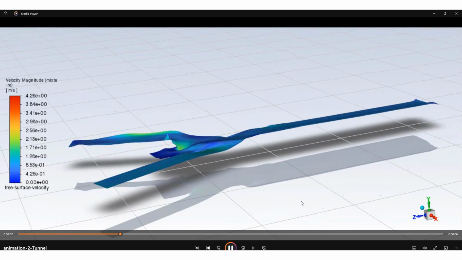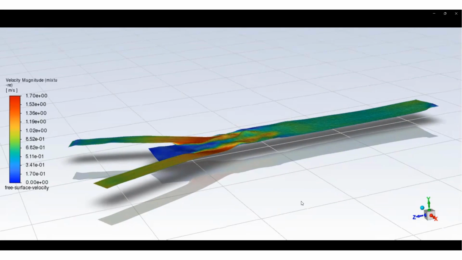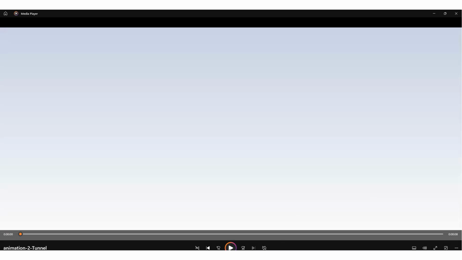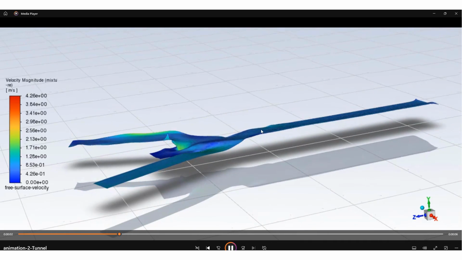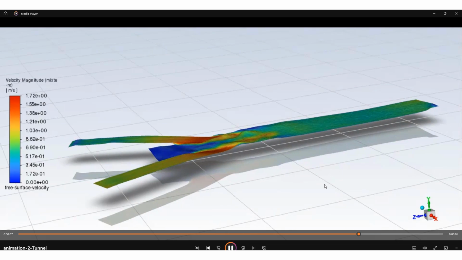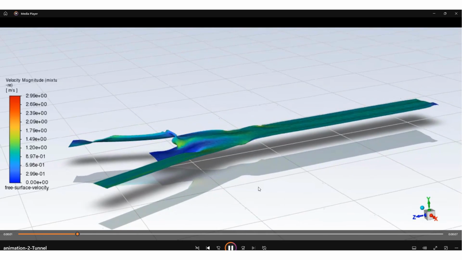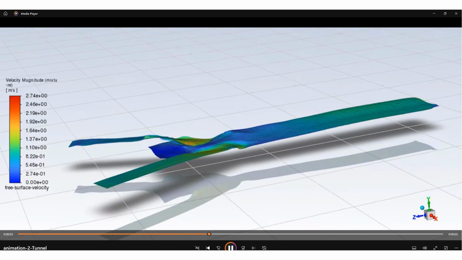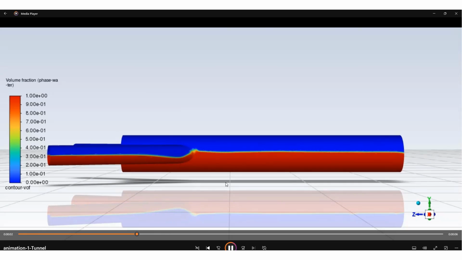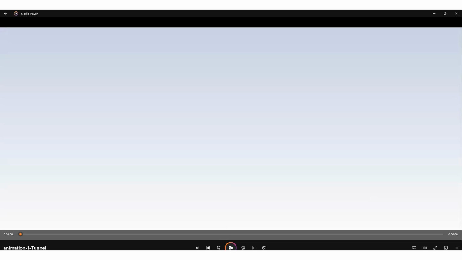This is the free surface velocity distribution over the free surface. You see how disturbed the free surface is along with the water velocity, and how wavy the free surface is. Another one, again, is for the volume of flow distribution, which shows the water level inside the domain.